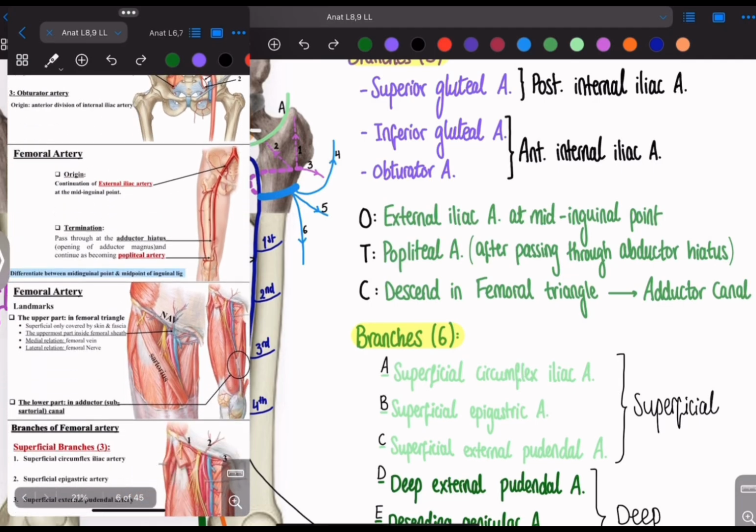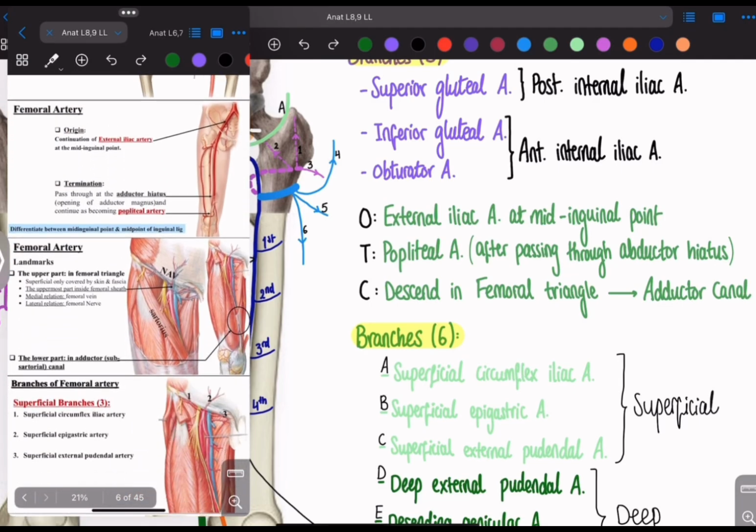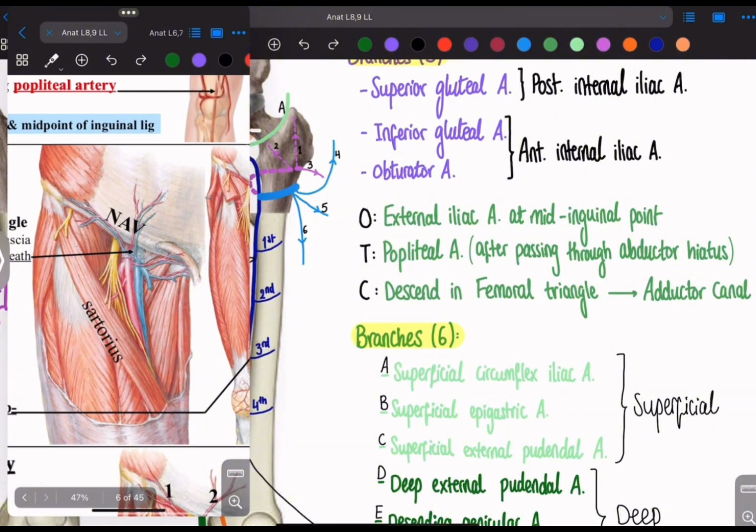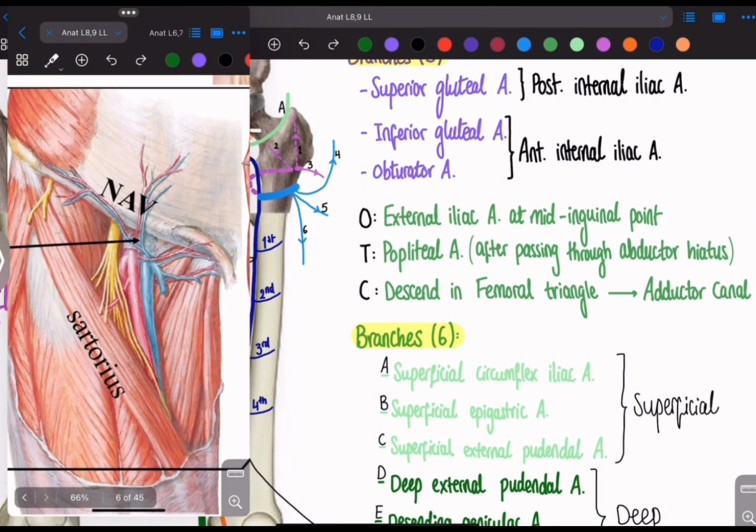Okay, for the femoral triangle, first of all, we need to know a very important point. In the femoral triangle we have vein, artery, nerve. The very important point to remember is that the femoral vein is always medial to the artery, and the femoral nerve is always lateral to the artery. How are we going to remember this? This is just a way to remember it.